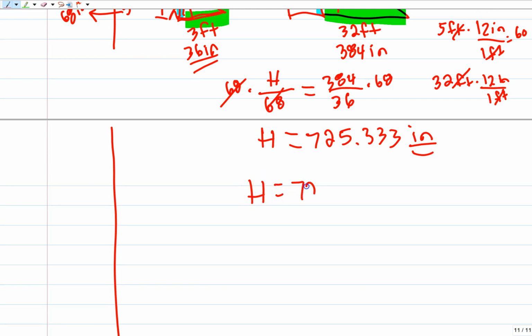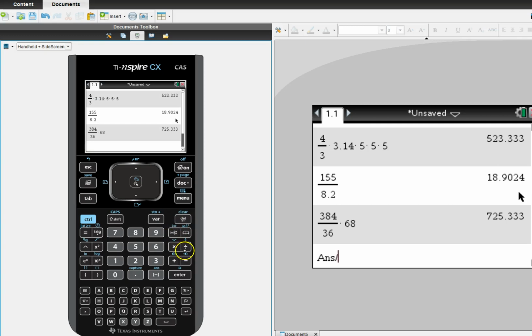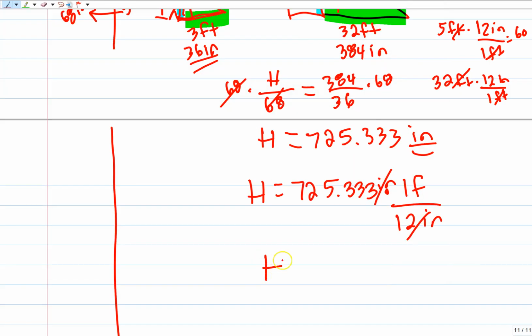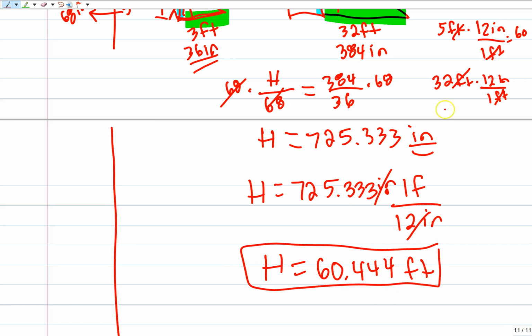and multiply it by 1 foot over 12 inches so that the inches will cancel. And so I would basically just divide that by 12, which is actually our next section. So this is a little more advanced, but I wanted you to see how this would work. So it's about 60.444 feet. And I'd be fine with either of those at this point.